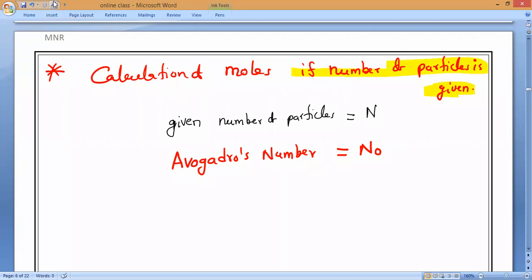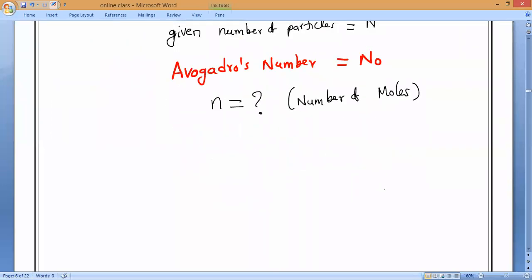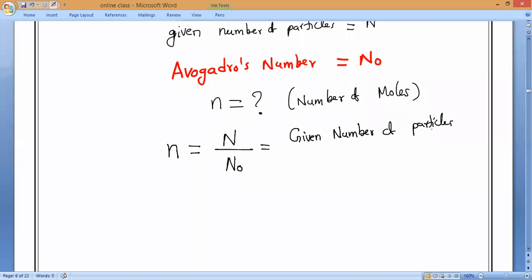So in the case where they give the given number of particles and ask us to find the number of moles, if you observe very carefully, the formula is number of moles is equal to given number of particles divided by Avogadro number. Is it okay, everybody? Please respond. Given number of particles divided by Avogadro number. Is it okay, guys?